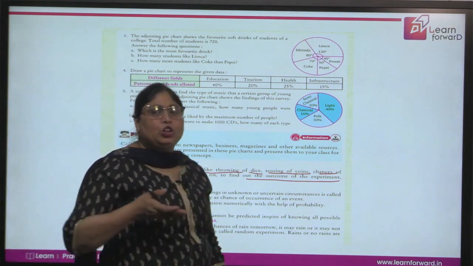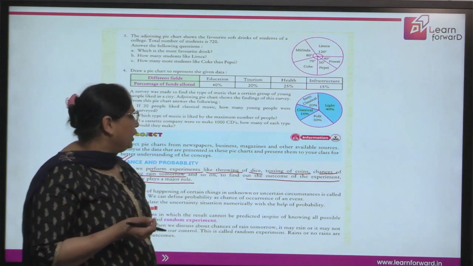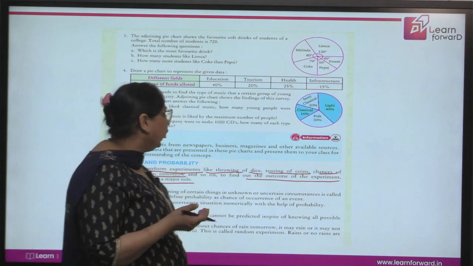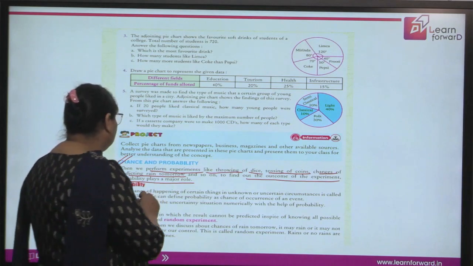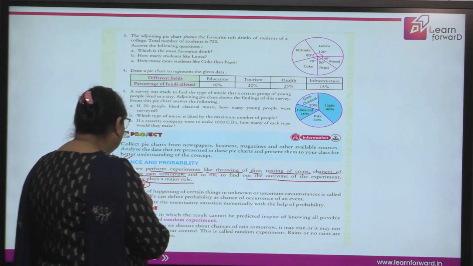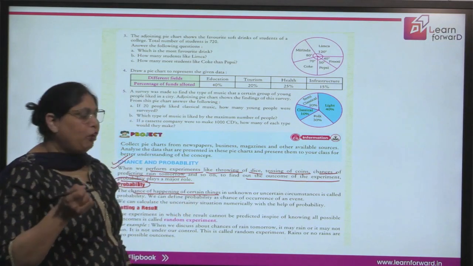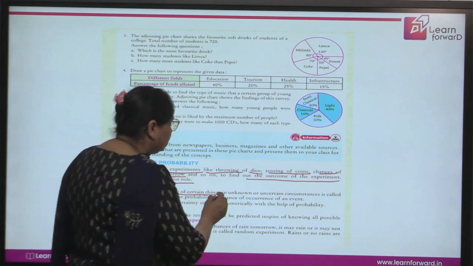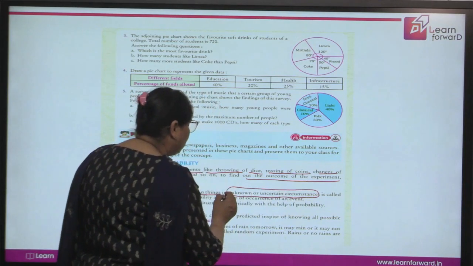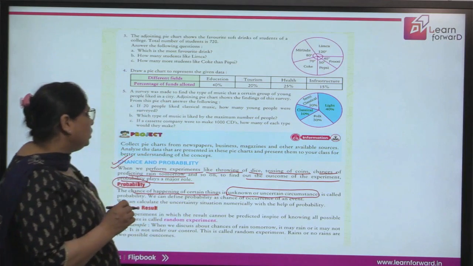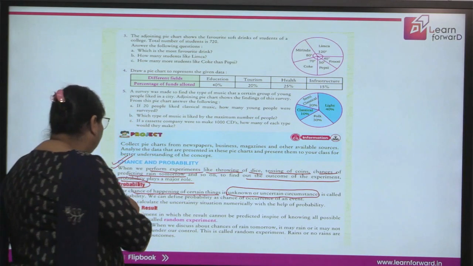The experiment here is throwing a dice or tossing a coin. Probability plays an important role in that case. What is probability? It is the chance of happening of certain things in unknown or uncertain circumstances.